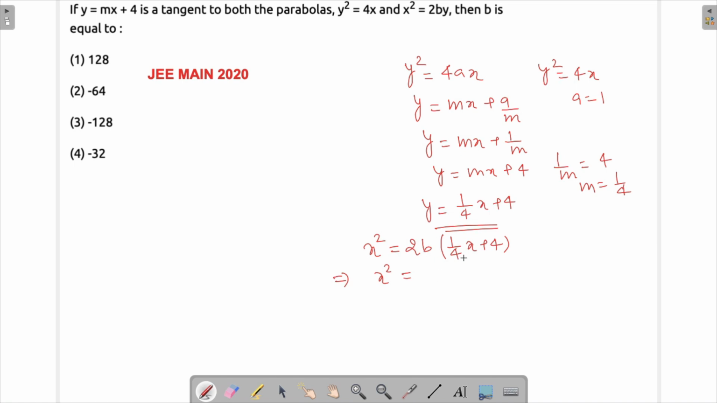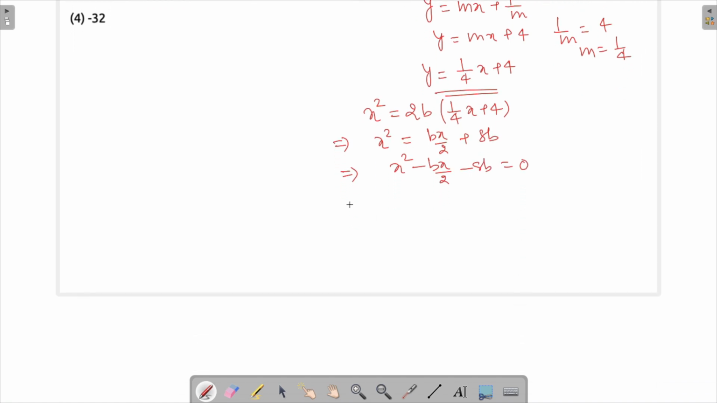So right now, let's just go ahead and multiply. This is 2b into 1 by 4x, which will become bx by 2. And this will become 8b. Now I can bring everything to one side. This will become x squared minus bx by 2, minus 8b. Just be careful with all the signs, otherwise you will end up with a wrong result. Now let's multiply with 2, then this will become 2x squared minus bx minus 16b, and that is going to be equal to 0.